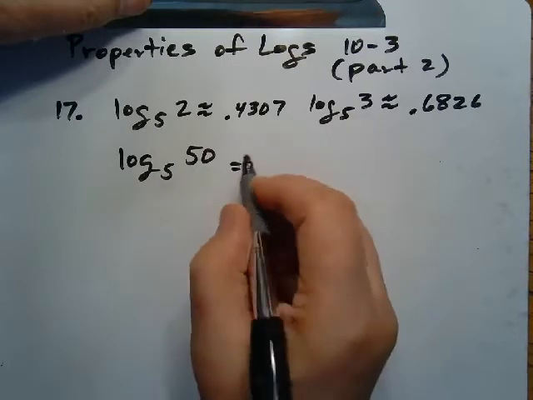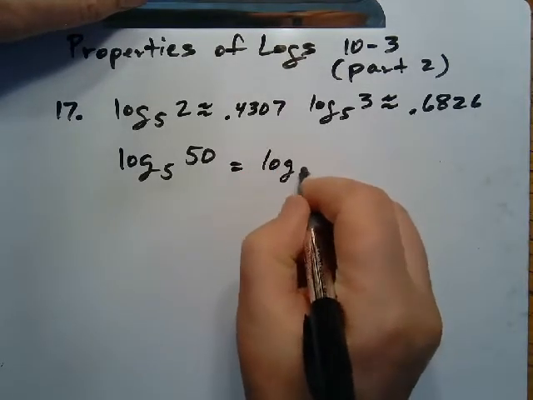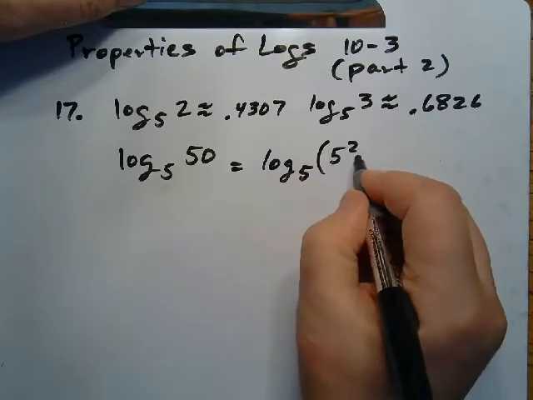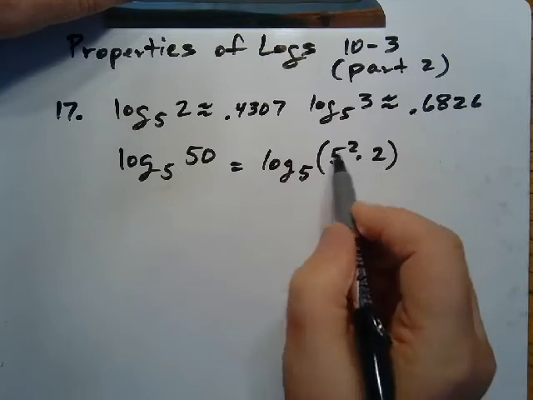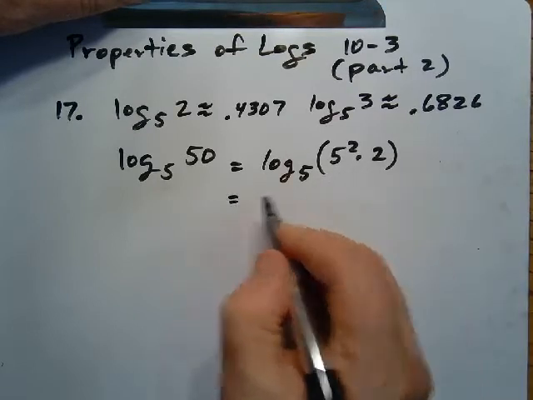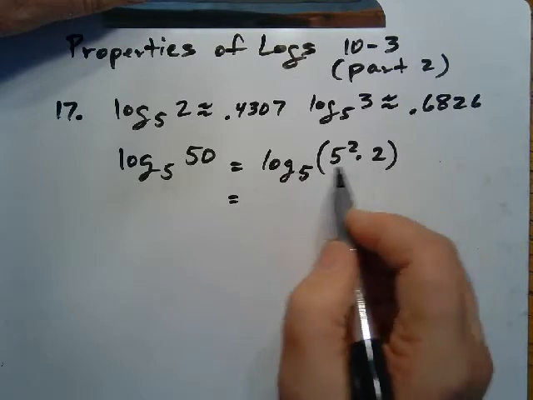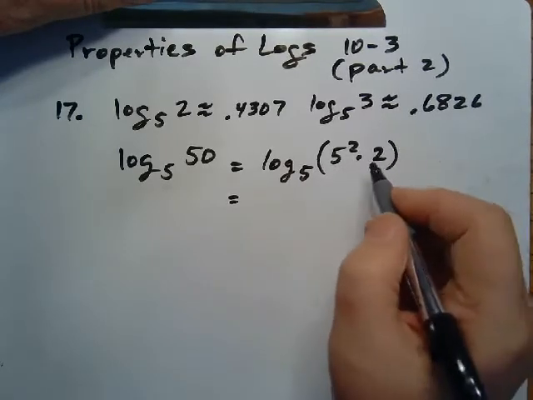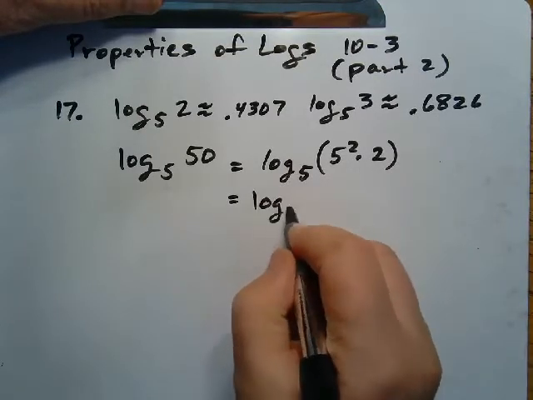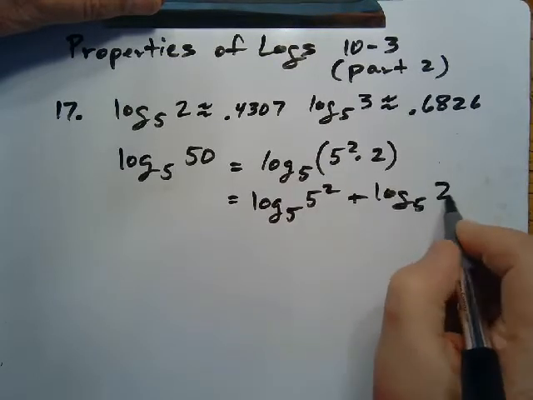I look at this at first glance and I go, well, how about if we call this log base 5 of parentheses 5 squared times 2. There's 2's and 5's, that works. 25 times 2 is 50. Well then, since the request is to multiply, we're going to go ahead and write this as the sum of logs. It's that property that says when your request is to multiply, you can write it as the sum of logs. So this is log base 5 of 5 squared plus log base 5 of 2.